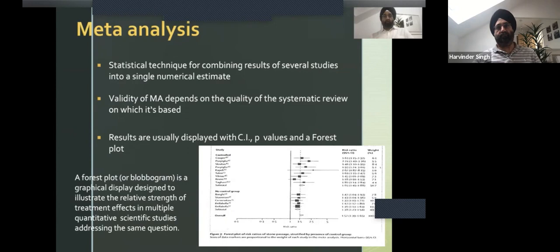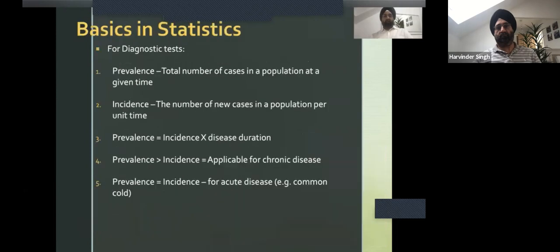But it all depends on what you put in, the quality of the studies which go in, and whether they have the same research question they're looking at. It will depend on whether you are able to look at the confidence intervals and p-values, and come up with these forest plots, which give us the risk ratio of one type of condition compared to the other type of condition.